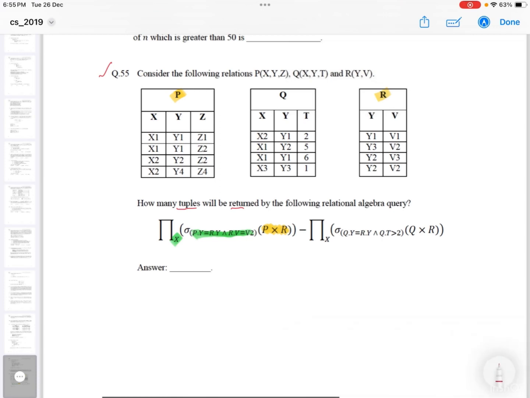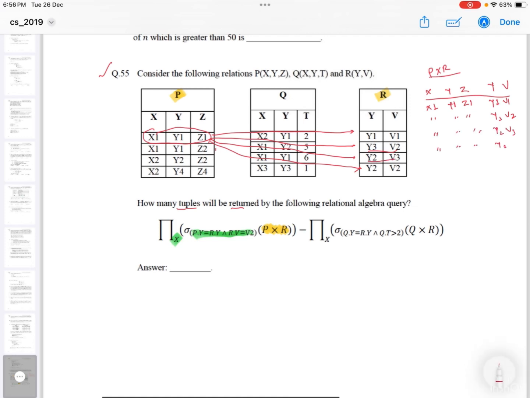So P cross R means if we pick the first row, it is going to be paired with all of these rows. So for this first row, we will have four tuples. Let me give you an idea of what P cross R will look like. Here we have attributes x, y, z, and y, v. The first tuple we get with P cross R is x1, y1, z1, and here y1, v1, right? Again, we will have x1, y1, z1, and this y3 and v2. Similarly, we will have y2, v3, and similarly y2, v2. This is from the first row of P. We do the same thing with the second, third, and fourth rows. So the total is 4 cross 4, that is, 16 tuples, right?